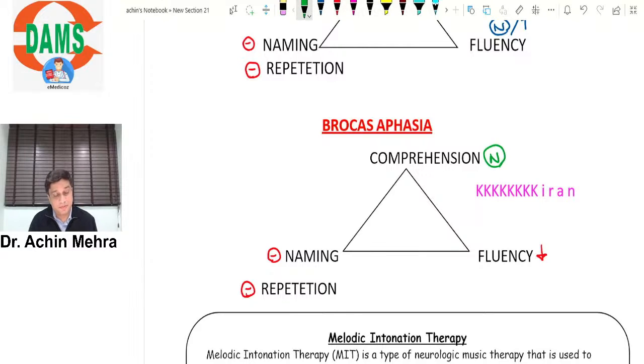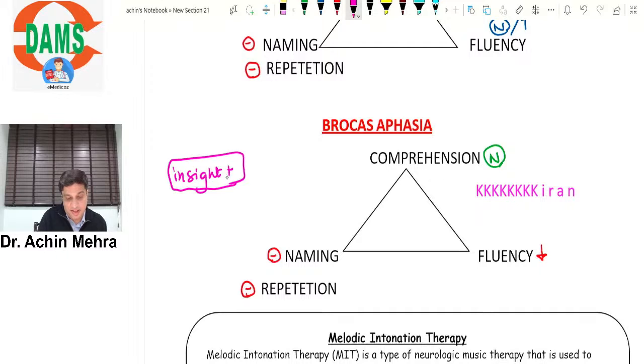Look at this patient now. In a patient with Broca's, he understands that he cannot speak. That's the reason he has an intact insight into his disease. And that's why he very often lands up in a phase of depression.